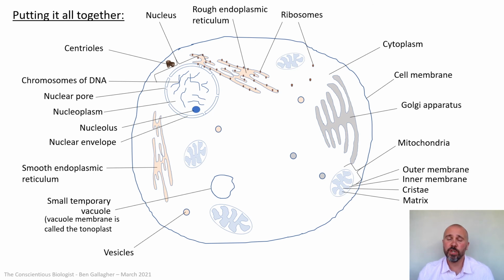So there's a huge amount of labels on that screen. So take a screenshot of that because that's really, really useful to use. What we'll do now is we'll switch to a plant cell just to add some more details to this. So take a screenshot of that if you want.